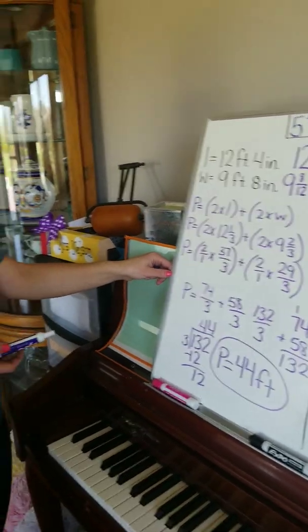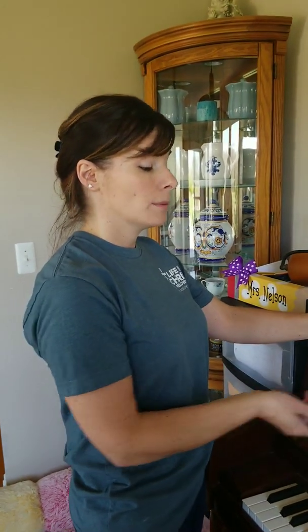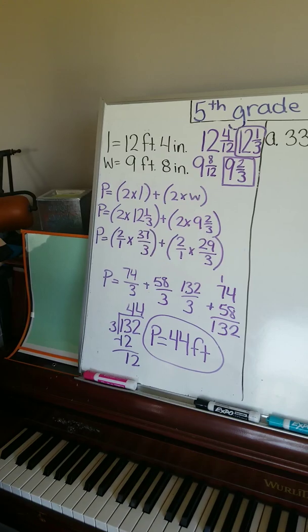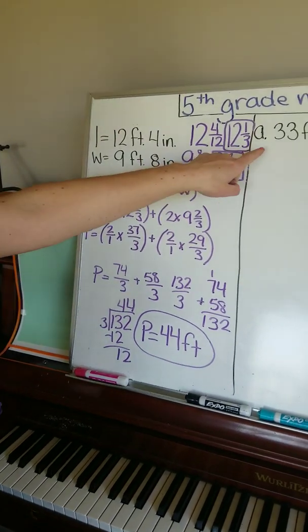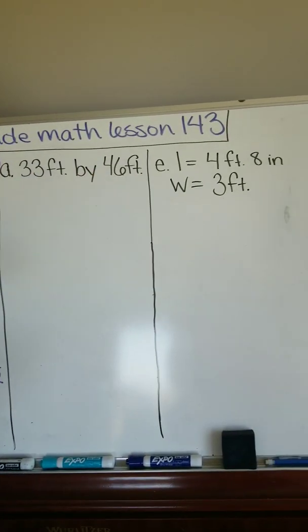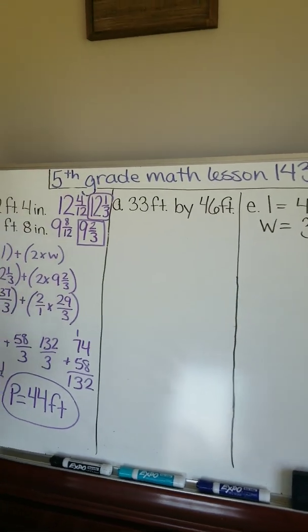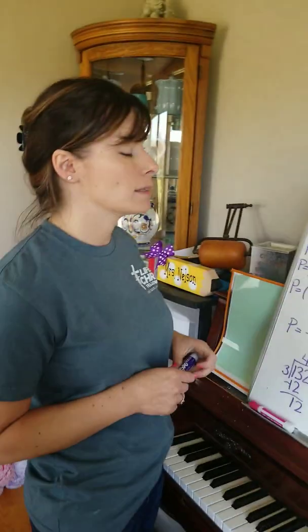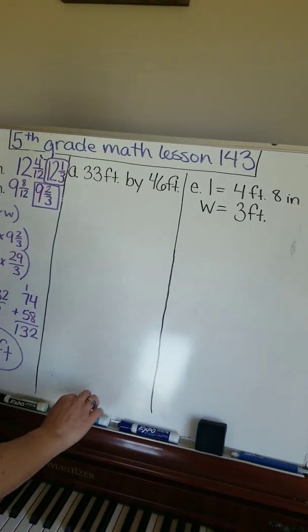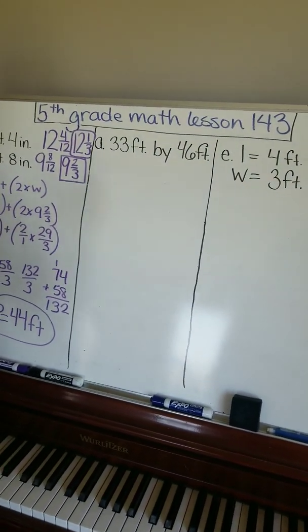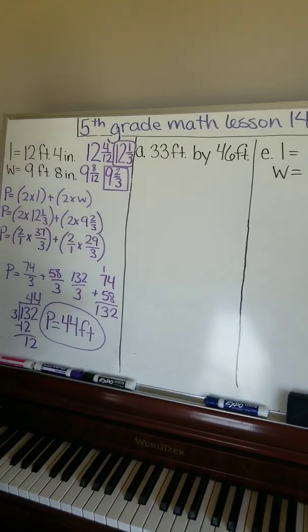Sometimes math gets a little messy when we have all these fractions, but it ended up being concise and simple, 44 feet. Okay, now, I'm actually going to do 2 problems with you from your worksheet, so those are freebies. So why don't you grab your worksheet, lesson 143, and we're going to do A and E together. Okay, A is not hard, but it has the word by in it, so I thought that would be a good one for us to do together.